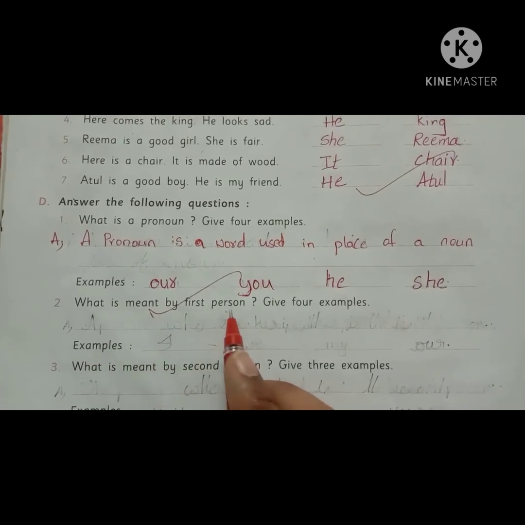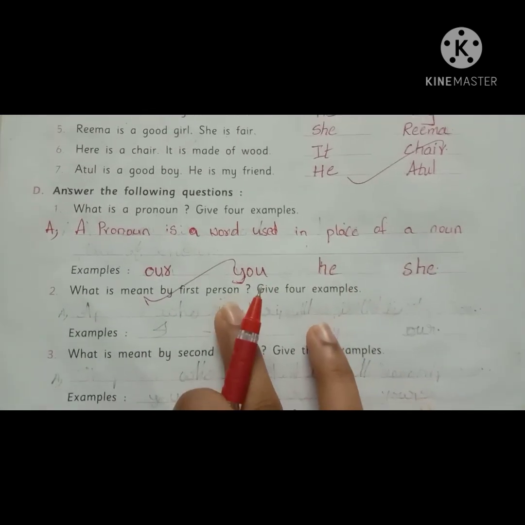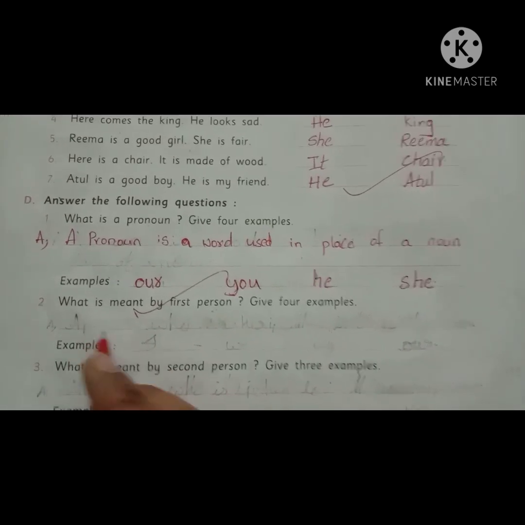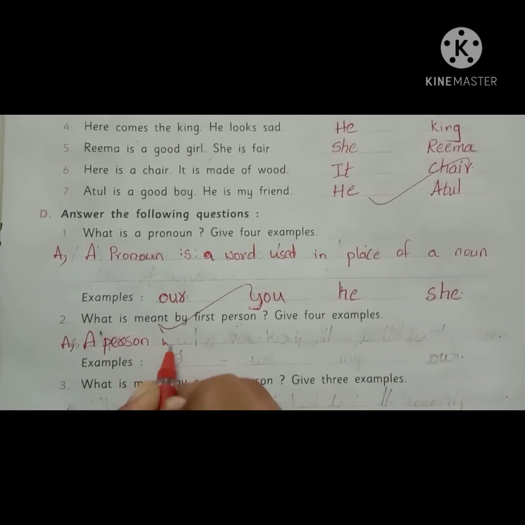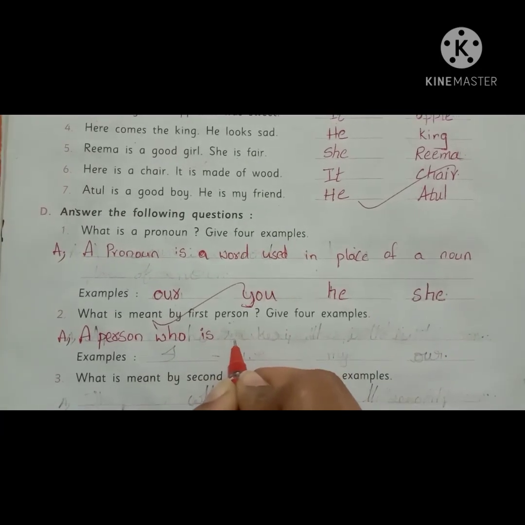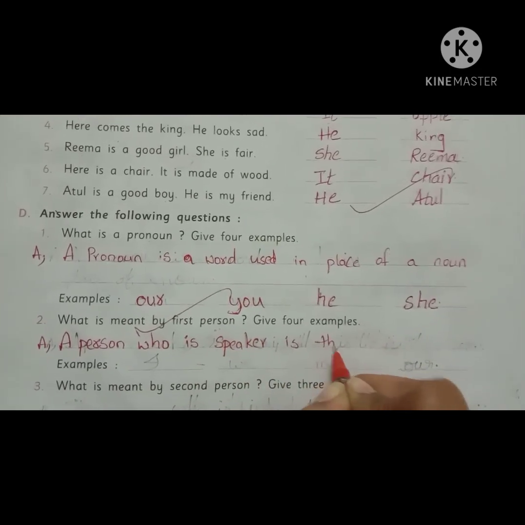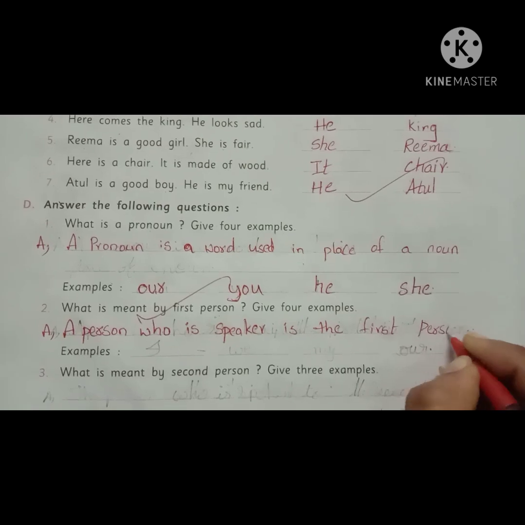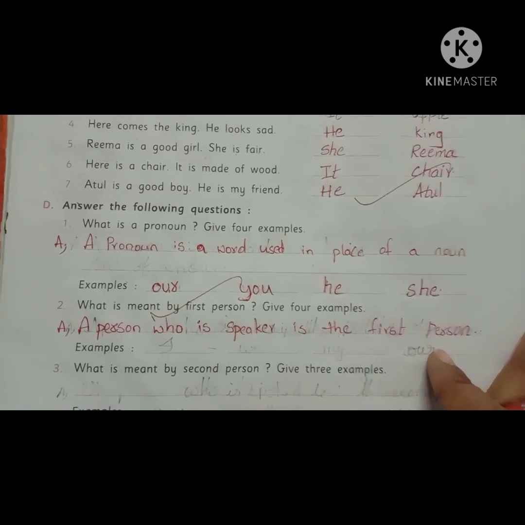Next, see the second one: What is meant by first person? Give four examples. We also have to write the four examples. Answer: A person who is the speaker is the first person. Everyone who is the speaker is called the first person.